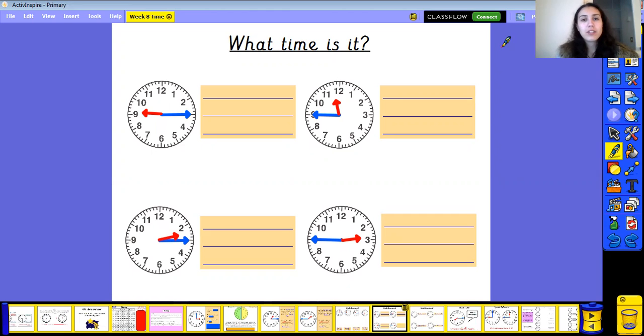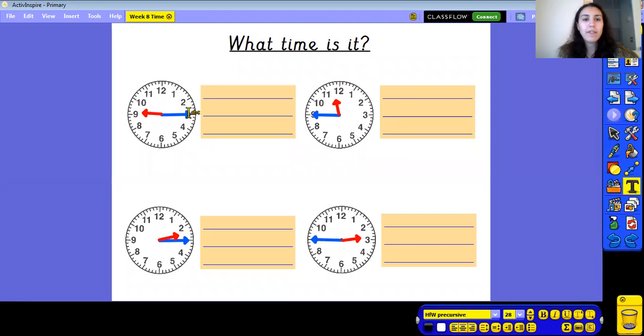On the side, we've got some clocks, and these clocks are showing us some different times. But what we need to do is write down what time is being shown. So I can see that this big blue minute hand is pointing directly to the right over the 3, and that means that it is a quarter of the way past the hour. So it is a quarter past. And which hour has it gone past? It's gone past the 9. So we would say that it is quarter past 9.